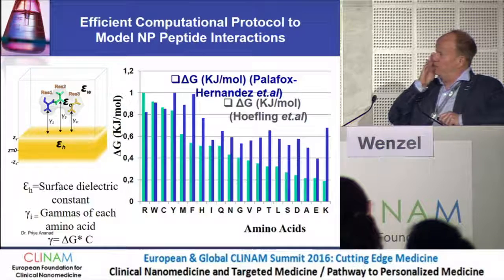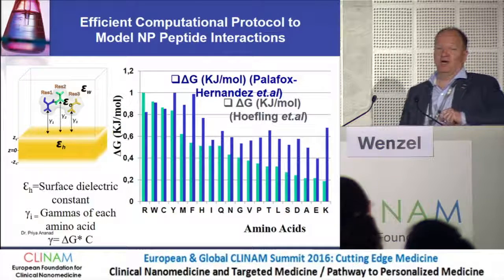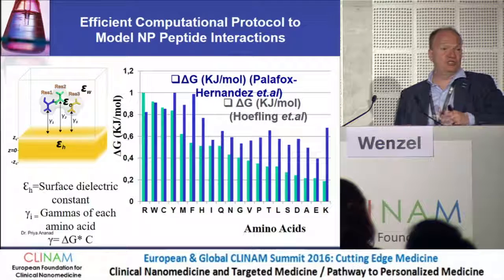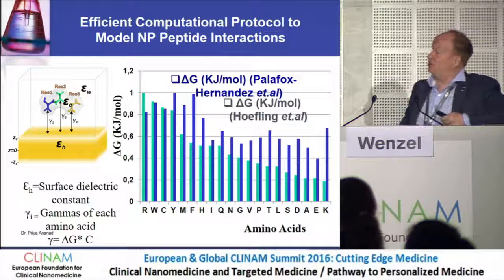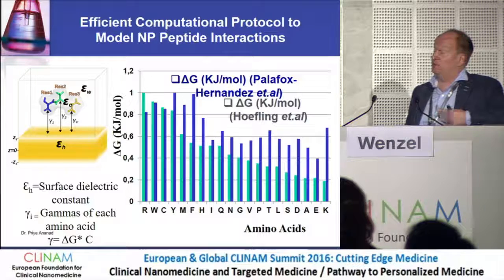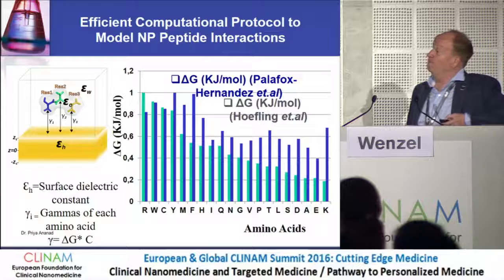So one of the ways to do it is to use molecular dynamics simulations, a little bit of the type which we've seen in the first talk. But as you can see here, these give very different results for the same amino acids and the same surface, right?